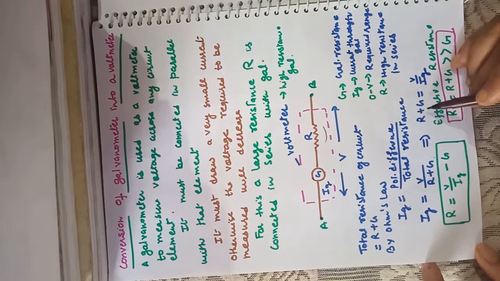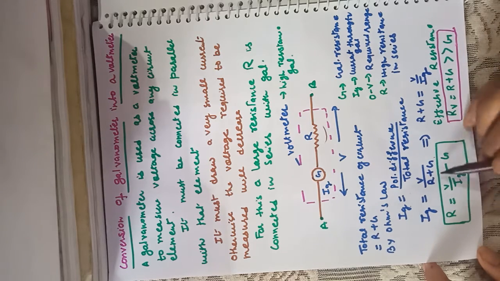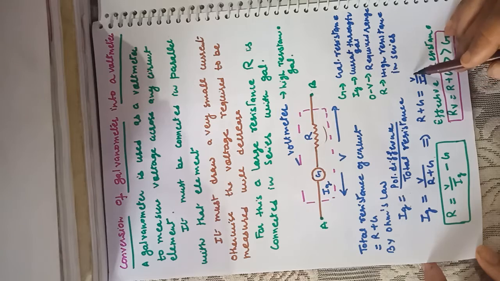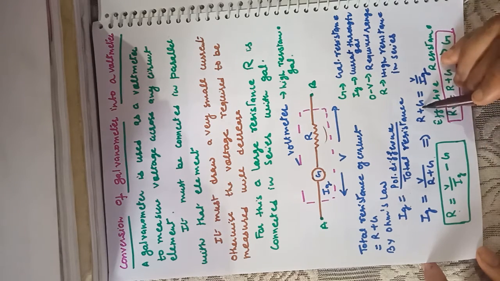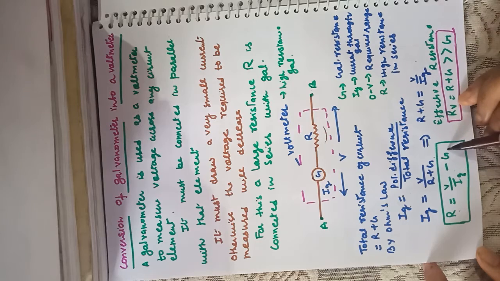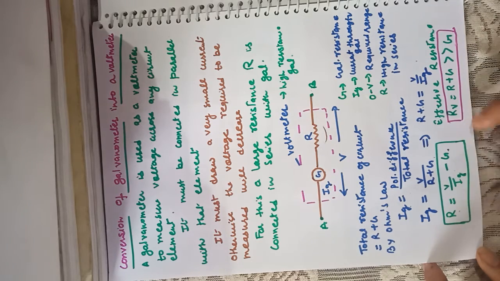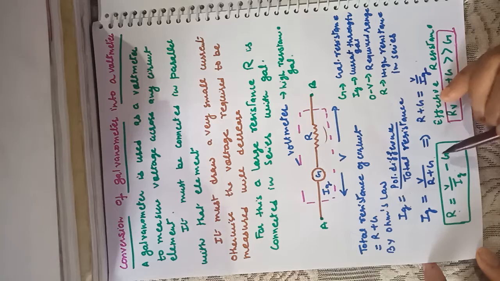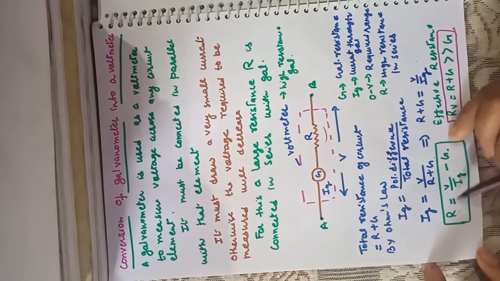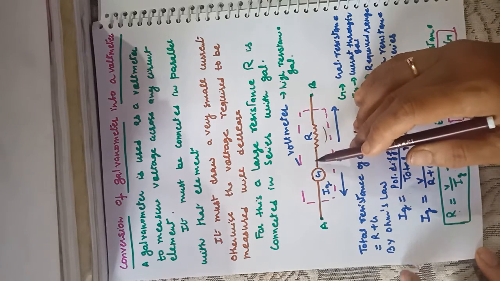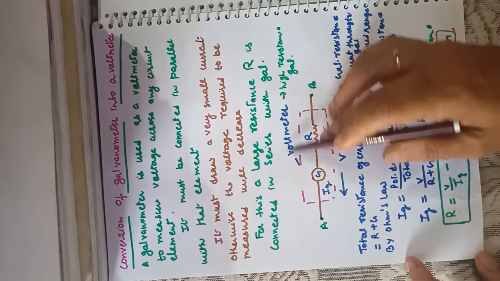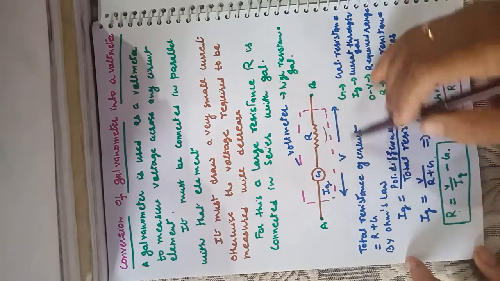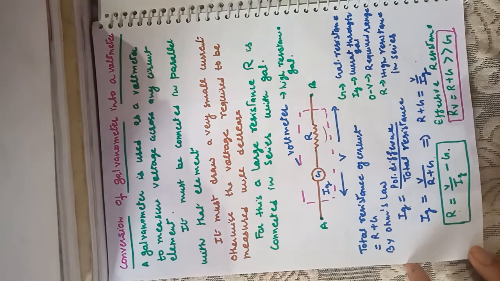This implies, by cross multiplication, R plus G is equal to V upon Ig. So R will be equal to V upon Ig, taking capital G over, minus capital G. Now this is the formula we have got to find the value of the high resistance that should be connected in series with the galvanometer to convert it into the desired range of the voltmeter.